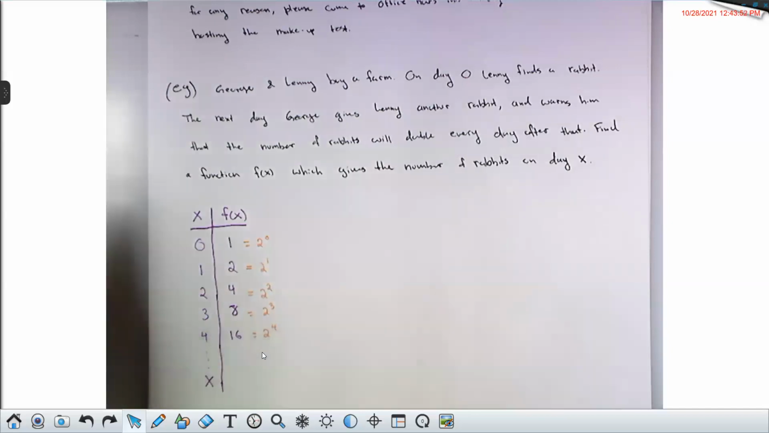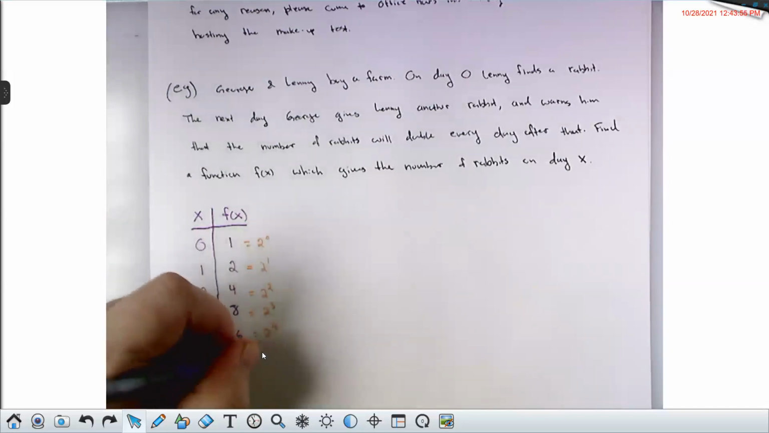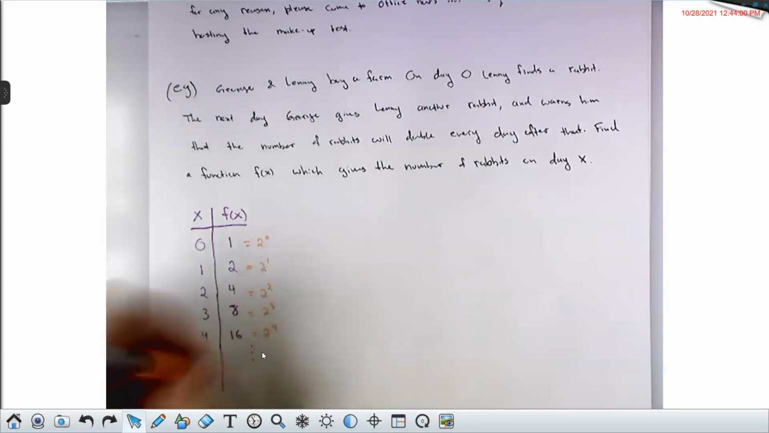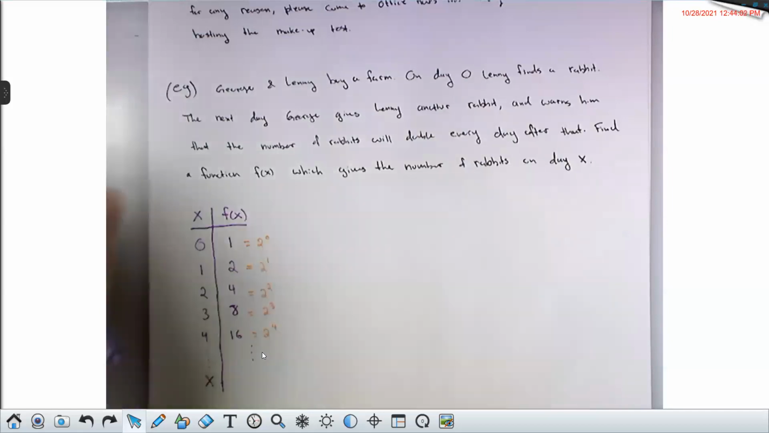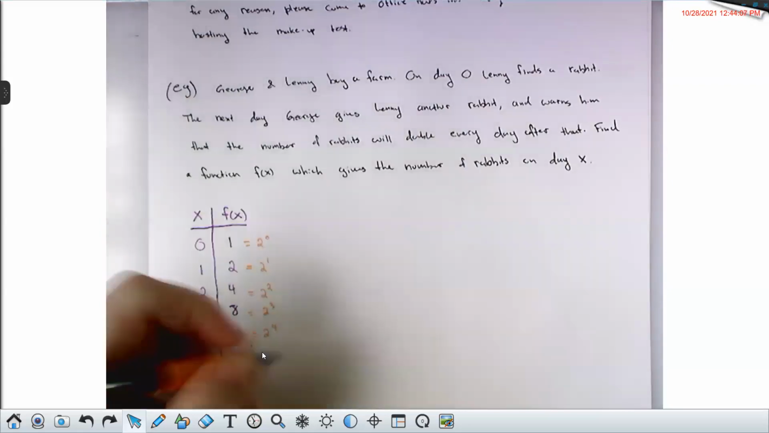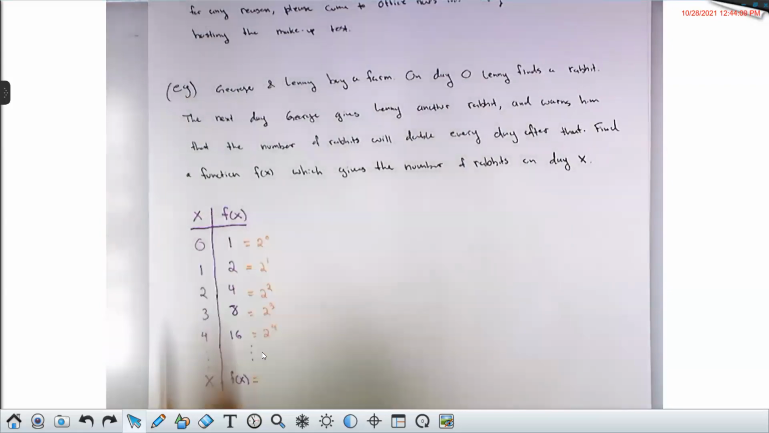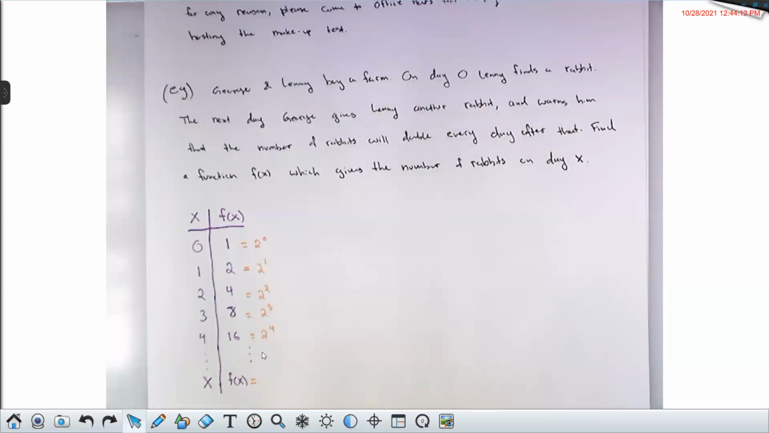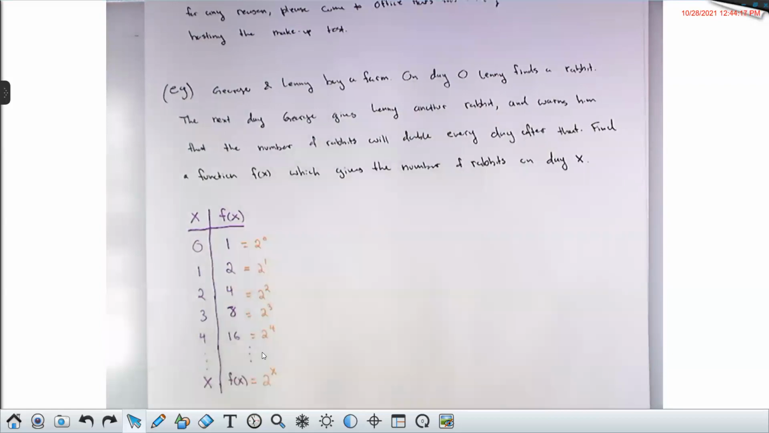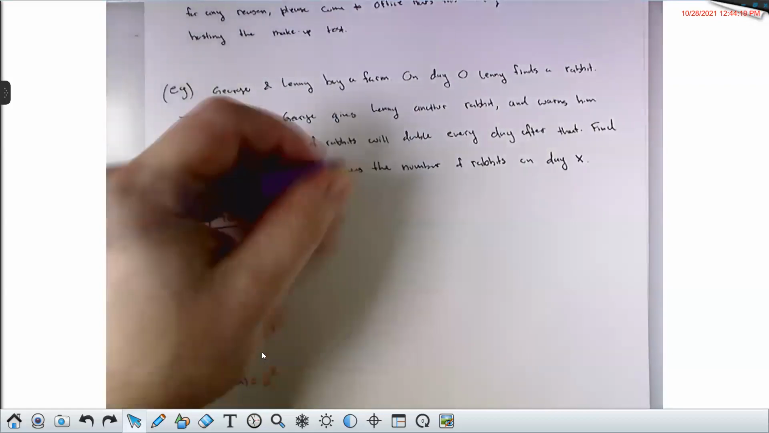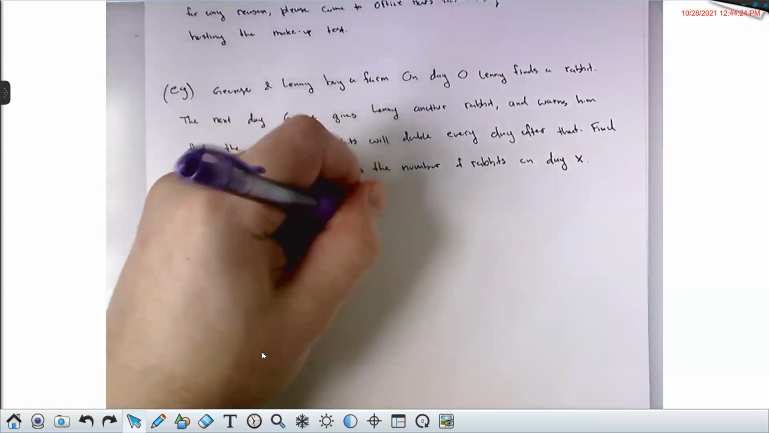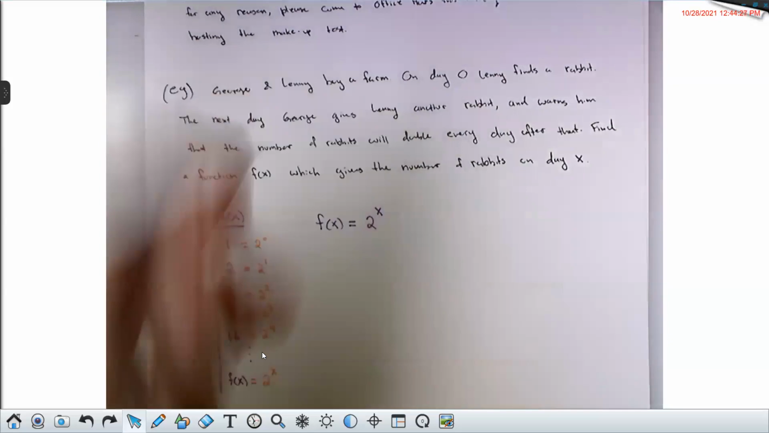So in general, what do we expect to see down here? f of x, the number of rabbits on the xth day, if we follow this pattern, would be what? 2 to the power of x. Yeah, 2 to the power of x. And that's it. That's the answer to the question. f of x, the number of rabbits that these guys will have on the xth day, is 2 to the x.